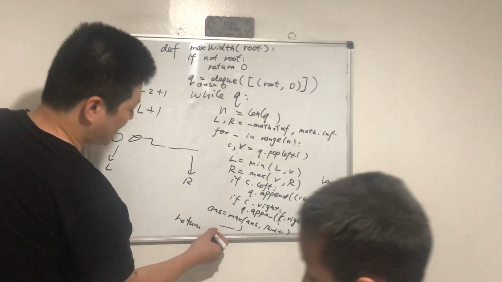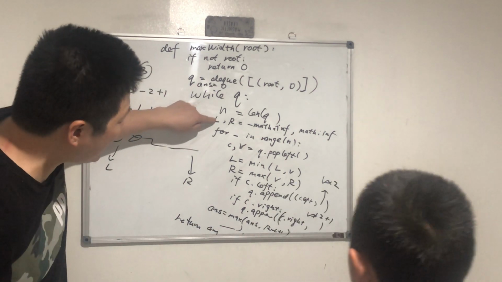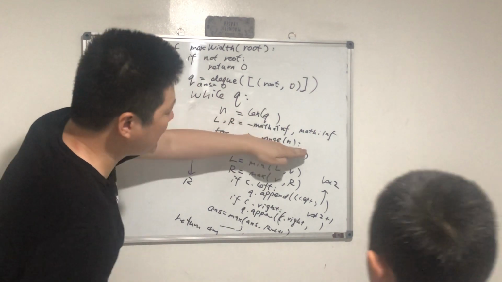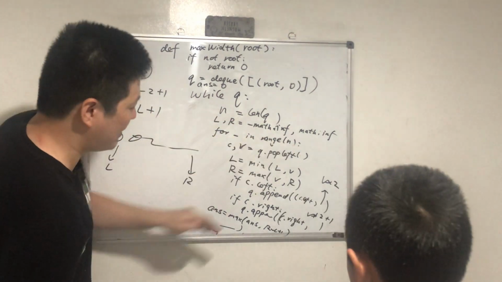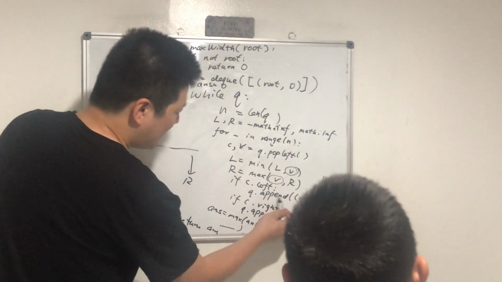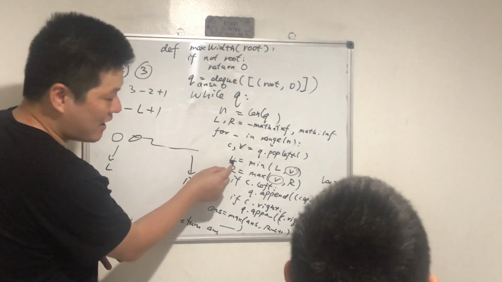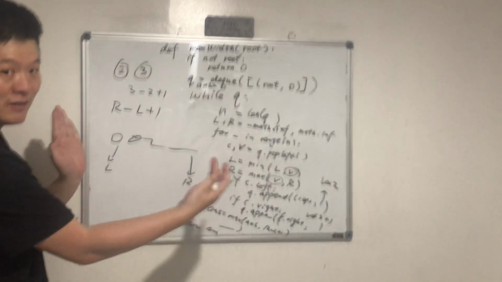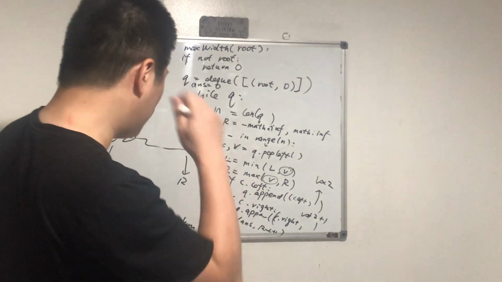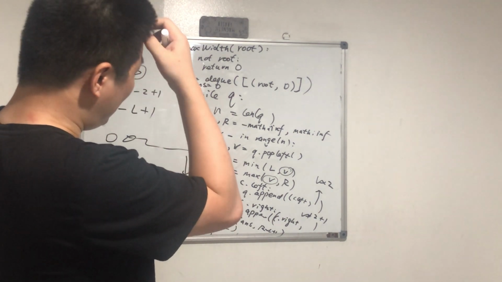Return answer. Okay, so look, L and R at the beginning are infinity, and then we're expanding the nodes of the current level. By expanding the nodes, we use this V to update the L and R, right? Am I right? Yes?